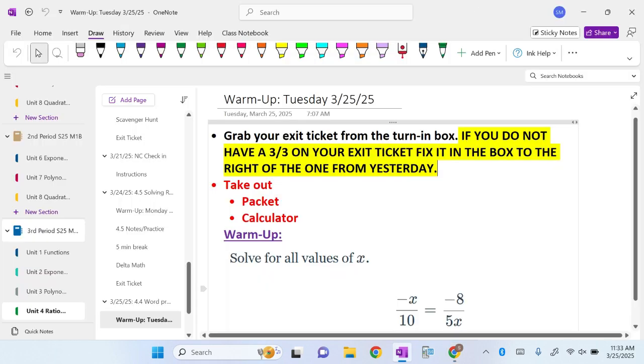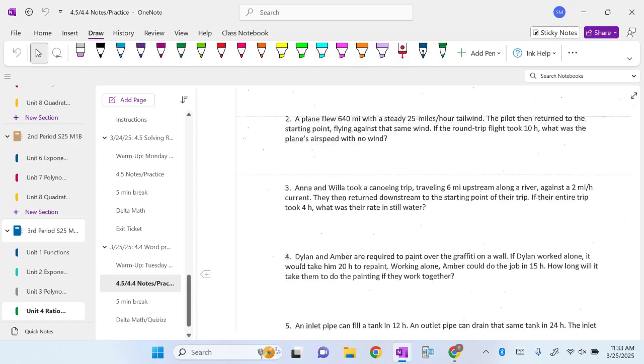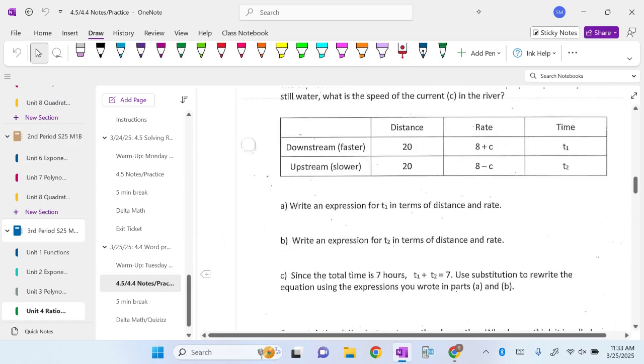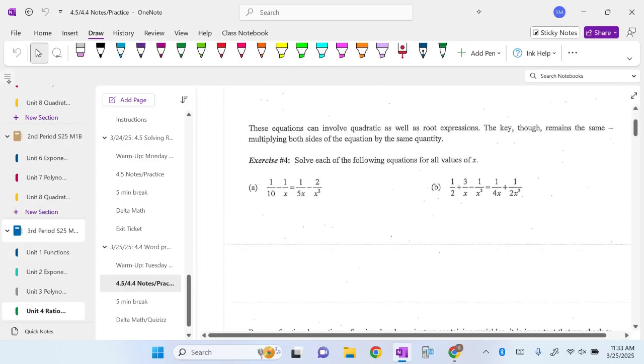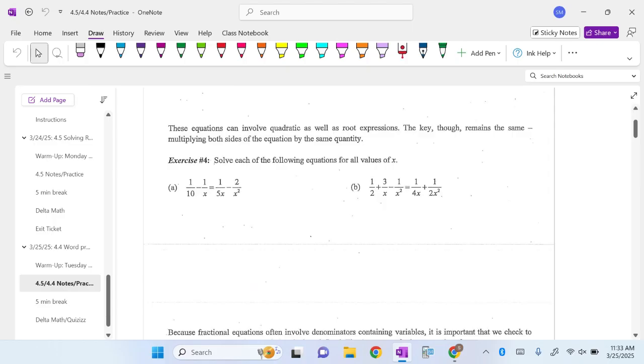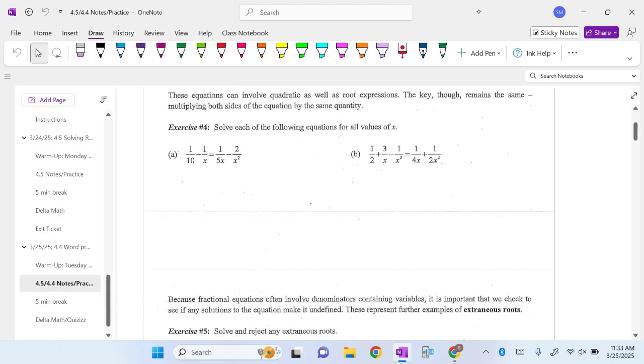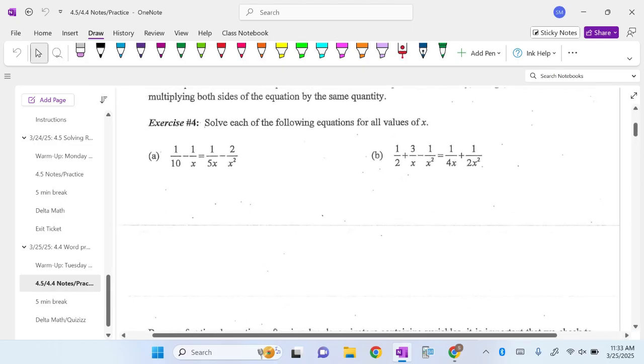All right, guys. So, just to review from yesterday. Yesterday we were talking about the different ways to solve rational equations. The main way that we talked about yesterday was the proportional method. What's the only circumstance that you can use the proportion method?